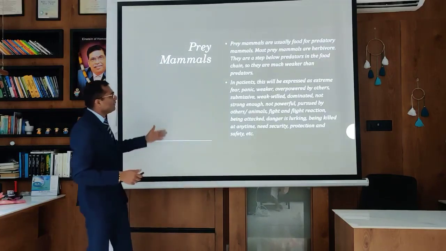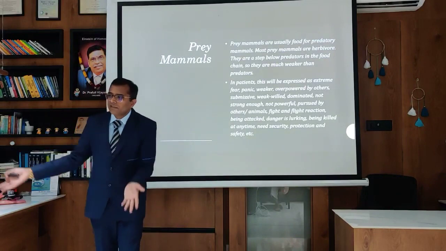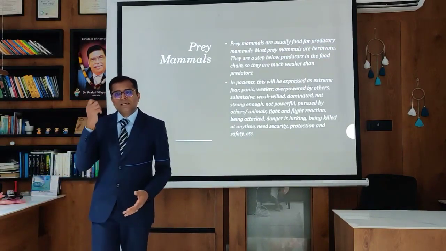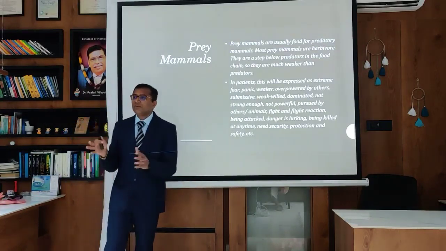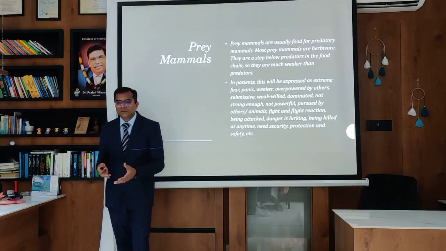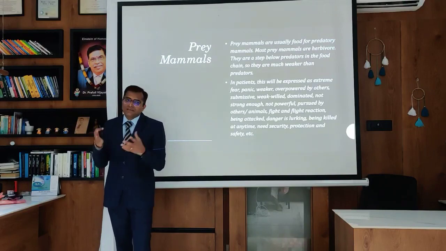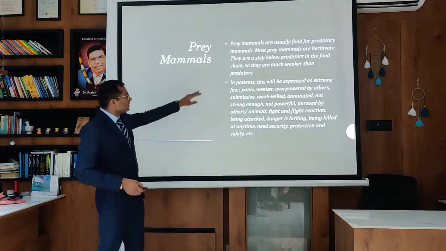Now what are the prey mammals? So prey mammals are usually food for the predators. Most of the time, the predator will kill them and eat them. So most prey mammals are herbivores. They like to eat herbs or plants, you know. And a predator is something called carnivores. They eat the meat or the animals. So this is the process.